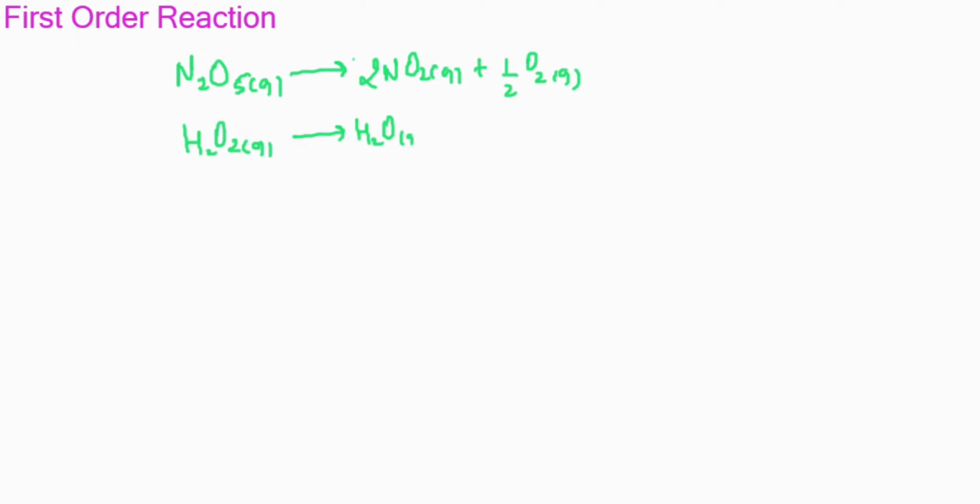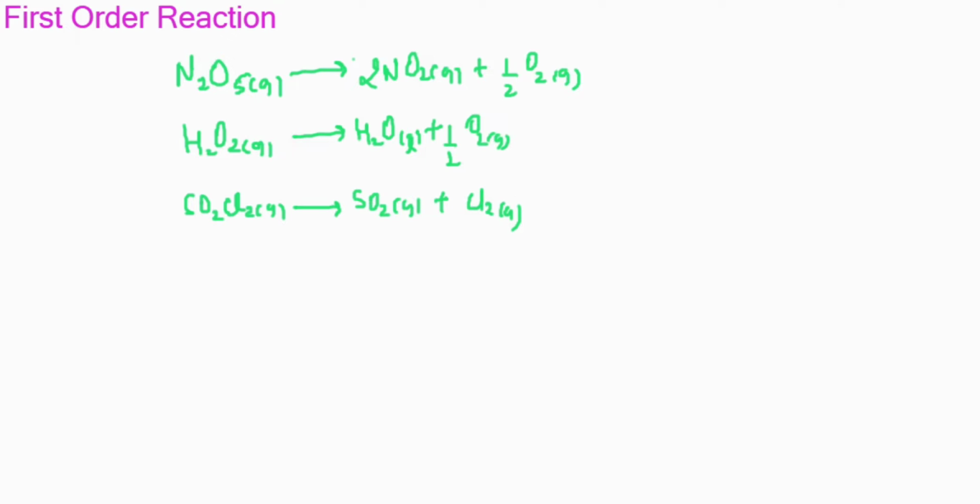So let's talk about first order reactions. Let's take an example: N2O5 in gaseous state gives 2NO2 in gaseous state plus 1/2 O2 in gaseous state. Let's say H2O2 in liquid state gives H2O in liquid state plus 1/2 O2 in gaseous state. Let's see one more example: SO2Cl2 in gaseous state gives SO2 in gaseous state plus Cl2 in gaseous state. These are all examples of first order reactions.